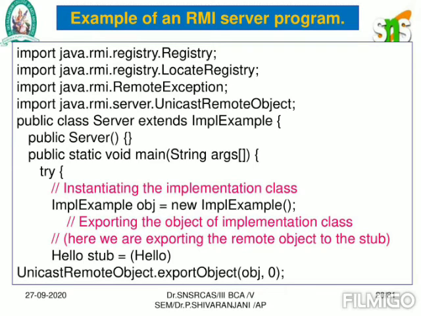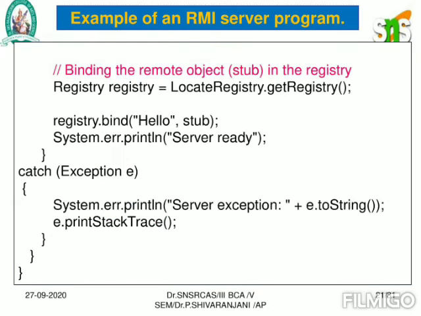And I'm using a UnicastRemoteObject, that is obj, for connection establishment. The next one is binding the remote object stub in the registry. For that, I have created a registry using the keyword Registry, and I have named it registry equal to LocateRegistry.getRegistry. So this will help you make a connection between the client and the server.